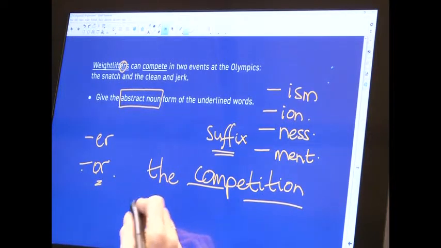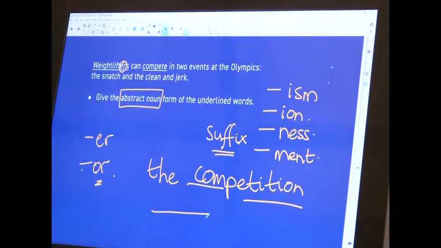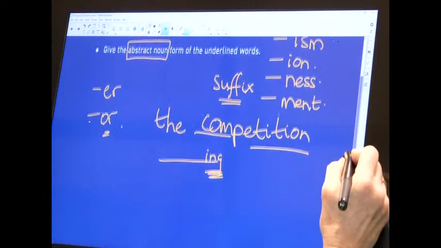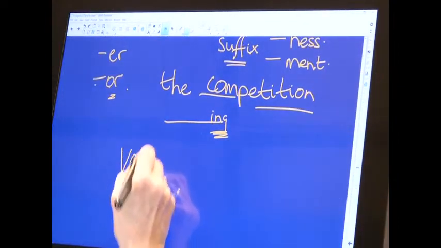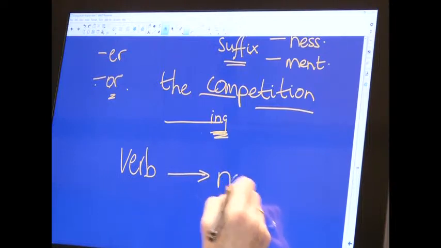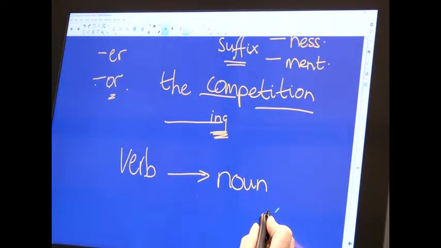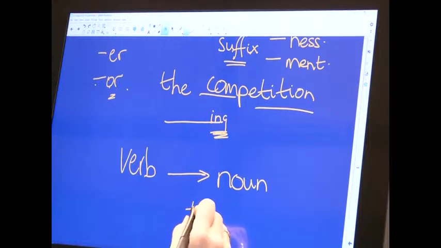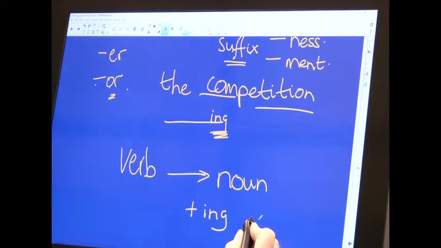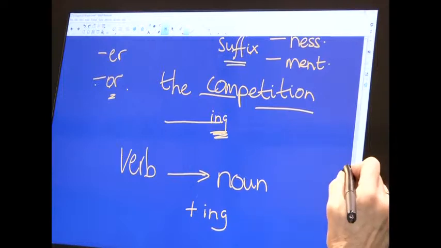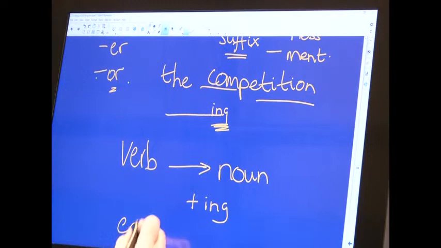So what do you say? I have taken up weightlifting. We're going to make it using the ing. Remember, if we take a verb, we can make it into a noun. And one of the ways that we can do that is by adding ing to the end. So you would say something like eat as my verb, eating as my noun.